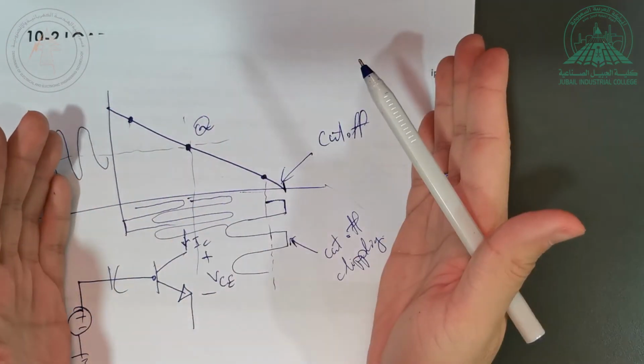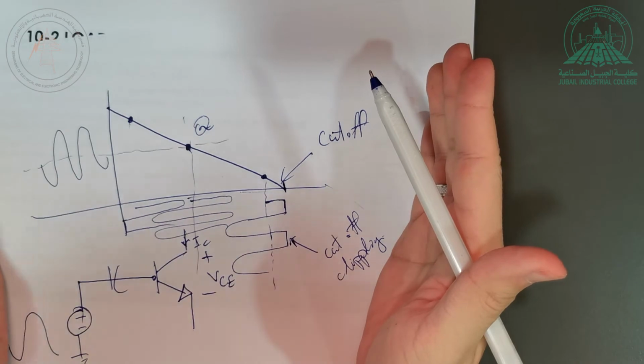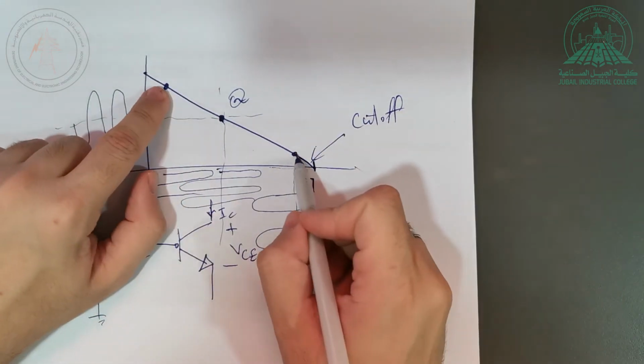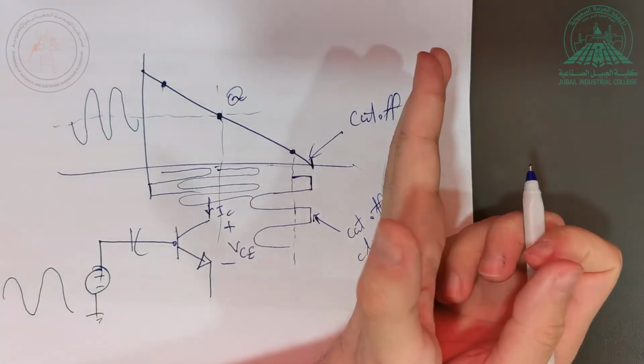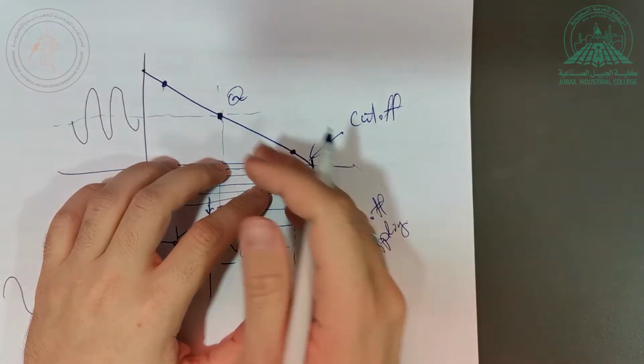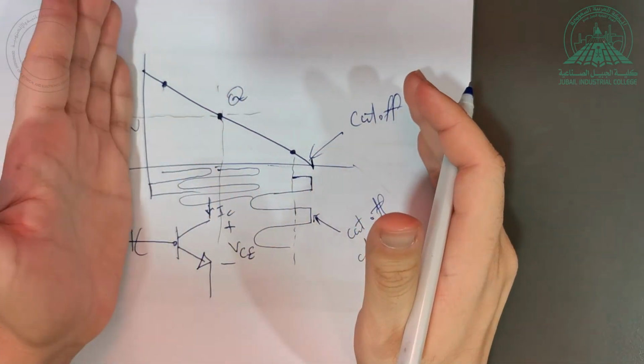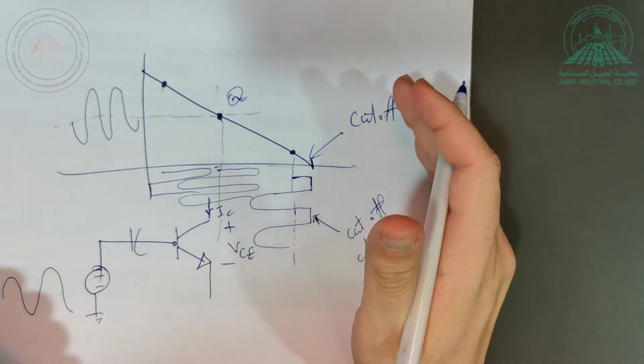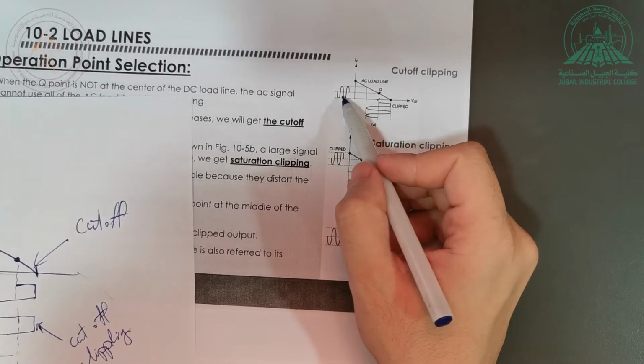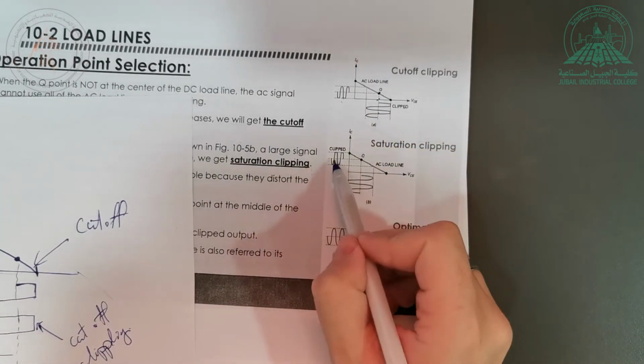If I go to the right, cut-off. If I go to the left, saturation. So I shouldn't be here or here, right? If I go from here, the positive part of the signal will be clipped. If I move to the left too much, the negative part of the signal will be clipped. Like this, see? The current is clipped, the voltage is clipped.